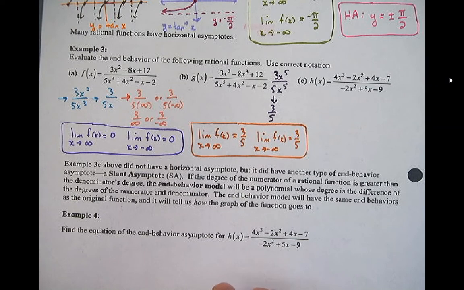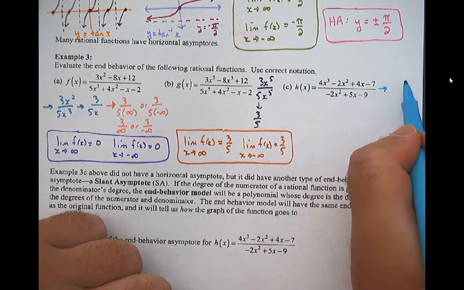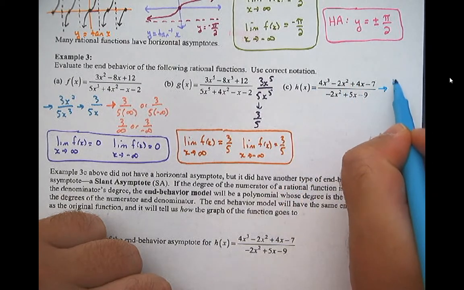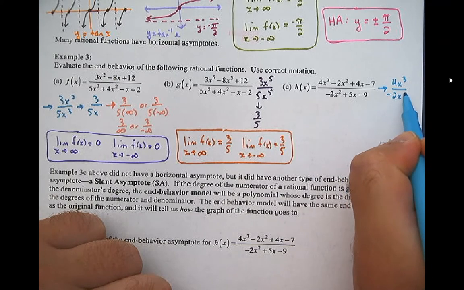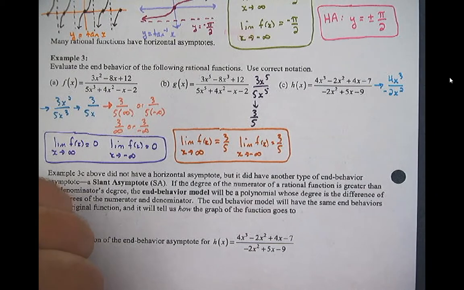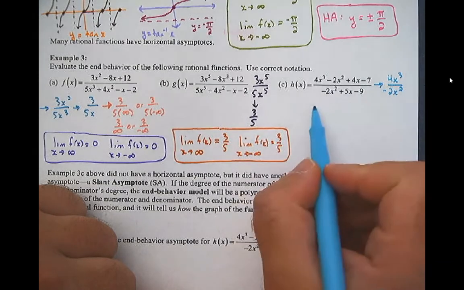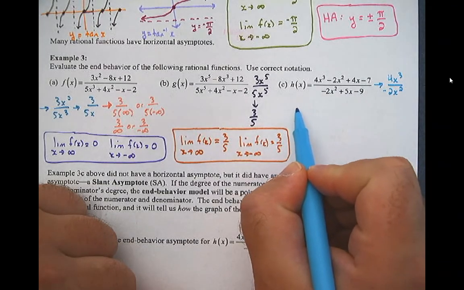Now, the last case, things get kind of tricky here. Things get a little bit tricky. You have to think about this in terms of once we clean it up. So this would behave like 4x to the third over negative 2x squared. Which, when I clean it up, would end up being negative 2x.